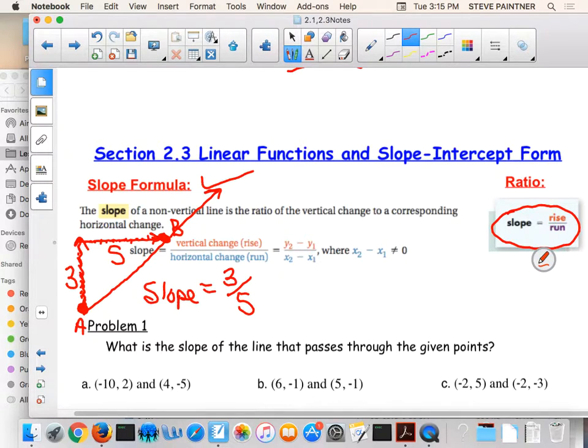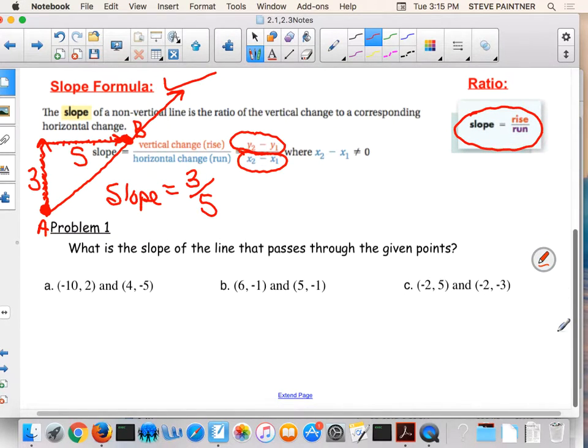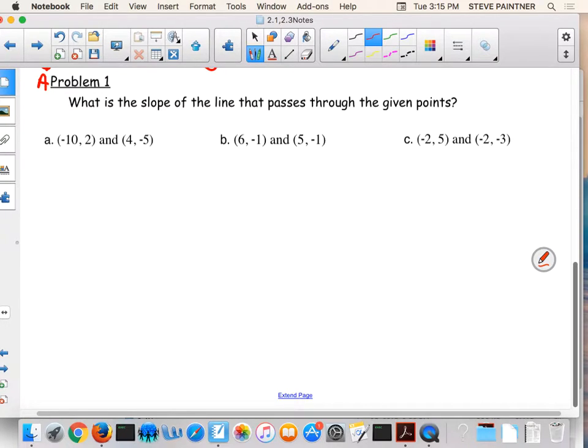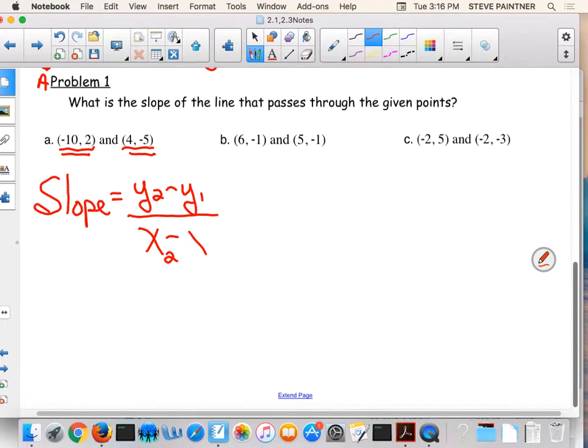Well, vertical change happens to be the change in your y values. So you subtract your y's divided by the change in your x values. The y's are your vertical and the x's are your horizontal. And there are 3 examples following to help us understand this. So here we go. The first example, what is the slope of a line that passes through the 2 given points? Okay, your first point is -10, 2, your second point is 4, -5. So the slope is simply going to be the difference in your y's over the difference in your x's. Okay, and the y2 and the y1, the y2 just stands for the y value of the second point minus the y value of the first point.